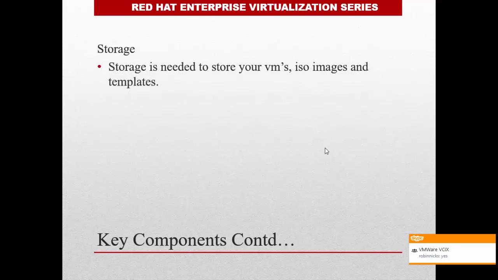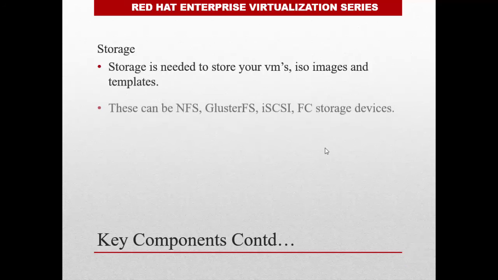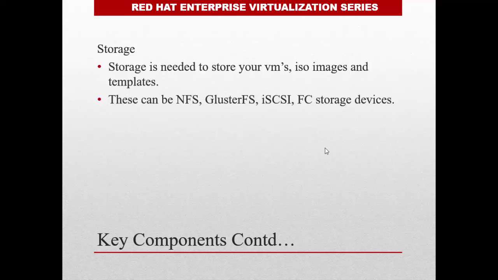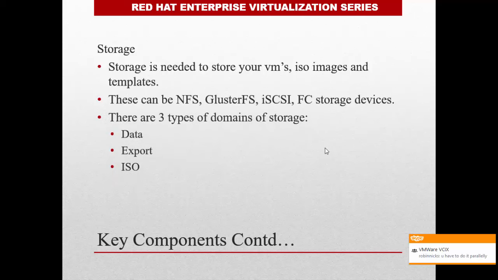Storage, obviously it's needed to store your VMs, ISO images and templates. This can be NFS, GFS, iSCSI, FC storage devices. So you will see three types of domains of storage. You can either have NFS data or NFS export domain or NFS ISO, or iSCSI data or iSCSI ISO, and FC data or FC ISO.